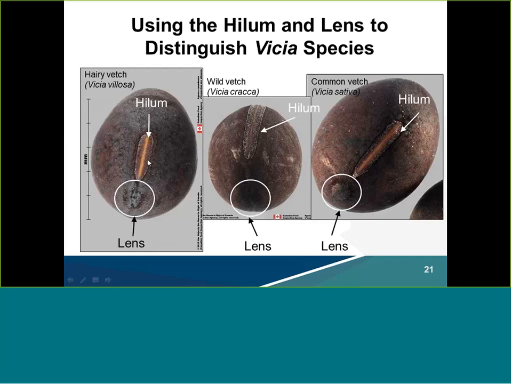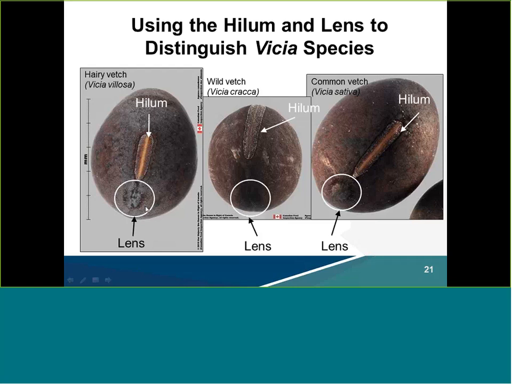Now, one thing you can notice right away is that the hilum length is different between our two bookend species here. We've got a shorter hilum in hairy vetch, and the hilum is at least one to two times longer in the common vetch. Taking a look, you can see the lens. It's a little bit raised area, and you can see those different cells, especially on this picture with how it reflects the light a little bit differently.